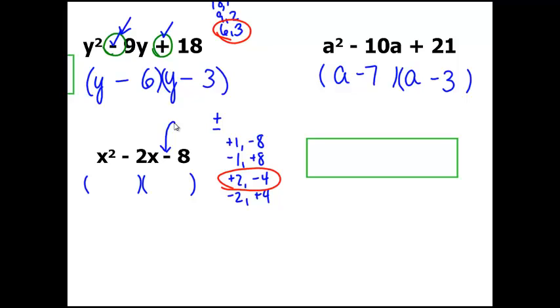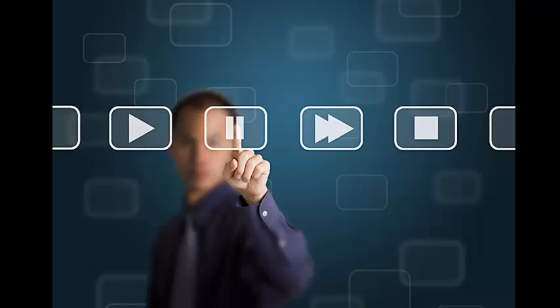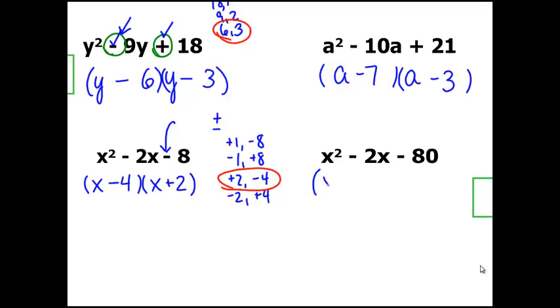Okay? Now when I see that negative at the end, I like to think of it as I need a product of 8 and a difference of 2. Okay, and then I just think about which one has to be negative. The bigger one has to be negative. If you take a look at number 9, that one also has a negative constant at the end, so go ahead and try that one on your own. So you should have gotten x minus 10 and x plus 8, or x plus 8 and x minus 10. The key being it does matter which one's negative and which one's positive.